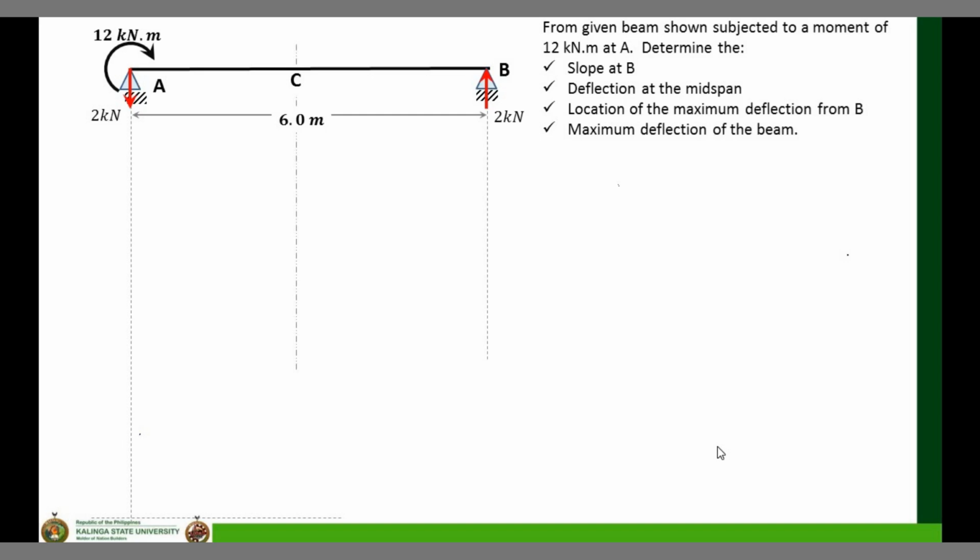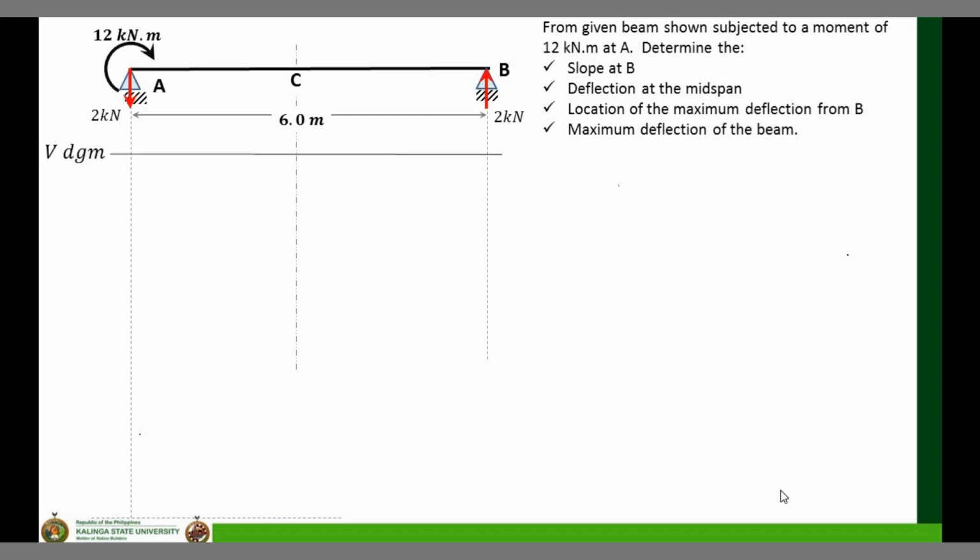So first, you're required to determine the slope at B. Paano makukuha yung slope at B? Let's draw first. Di ba, area moment method deals with your moment diagram. So let's draw first the moment diagram of our beam AB. Paano ulit natin kinuha or dinrawing yung moment diagram in the previous lessons?